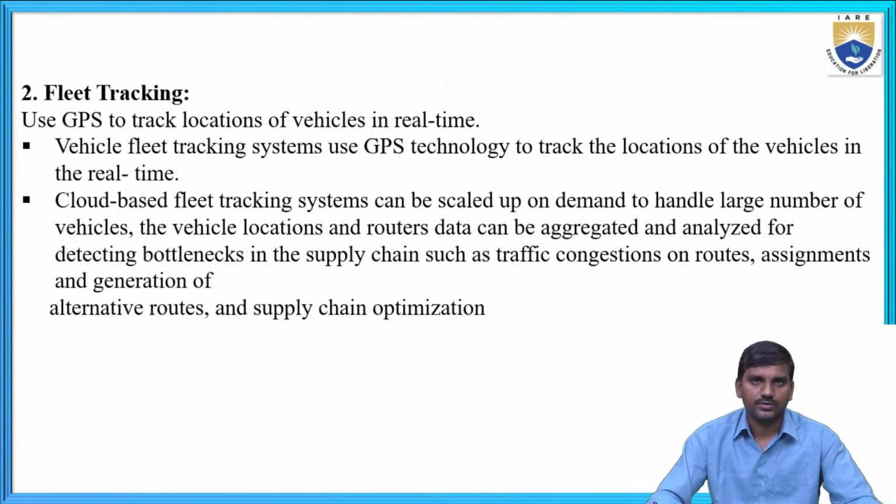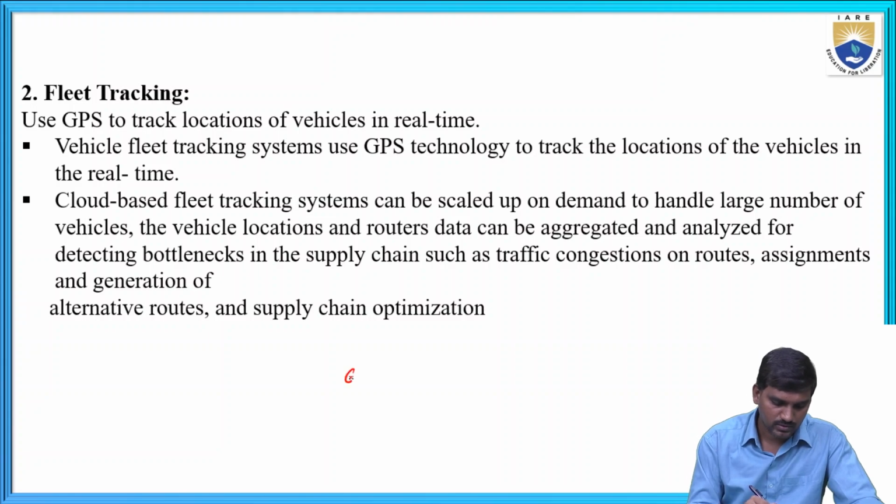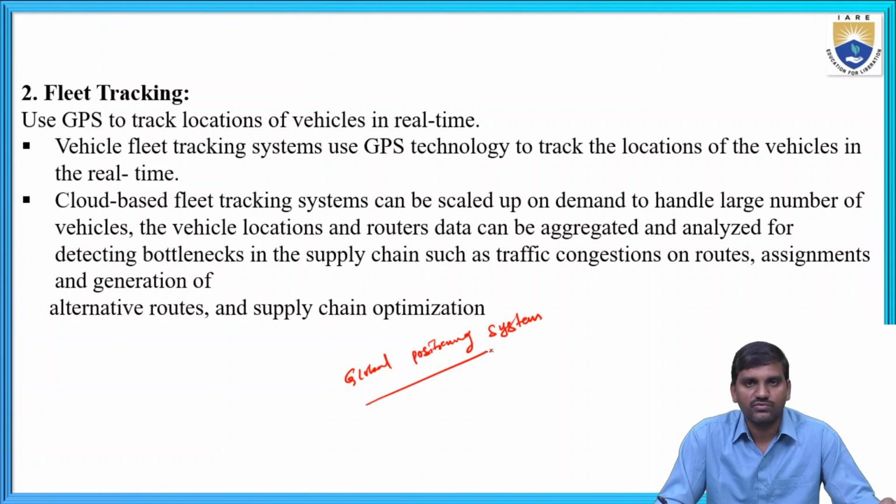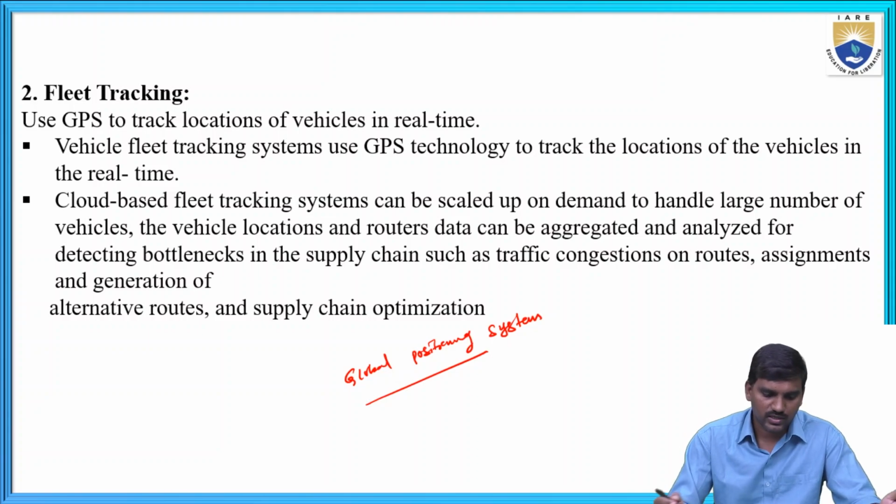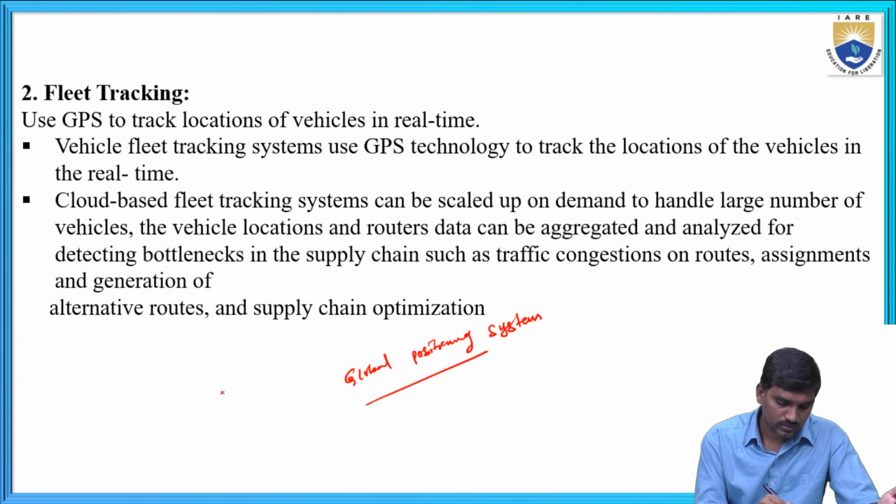Next, fleet tracking using GPS, the global positioning system. With the help of the global positioning system, it tracks the location of the vehicles in real time. So for example, the Where Is My Train app.